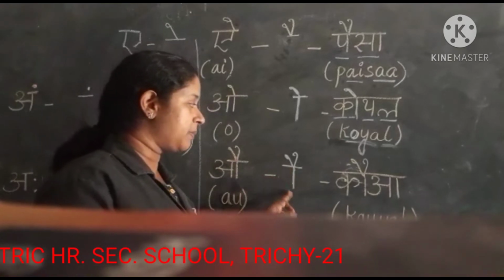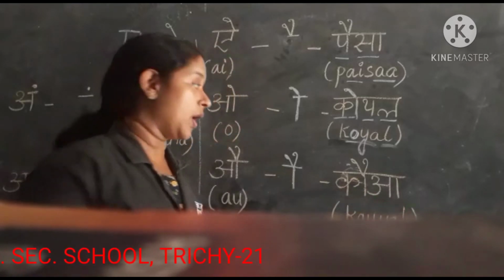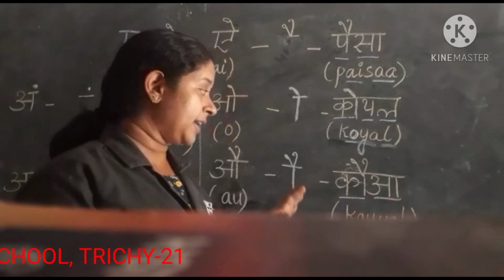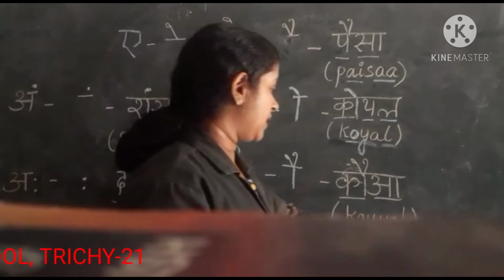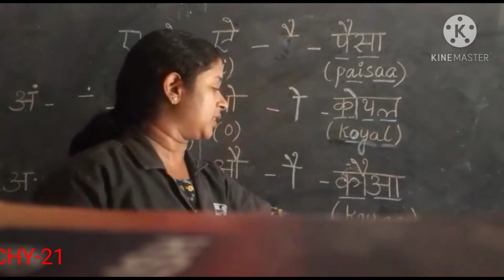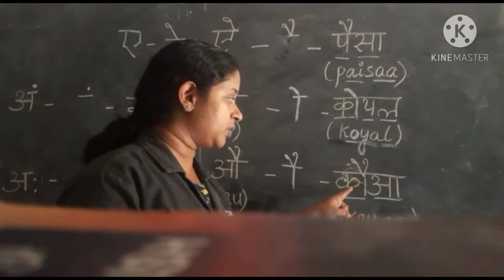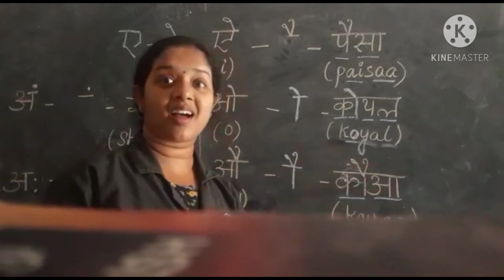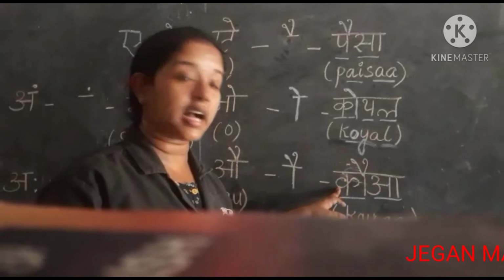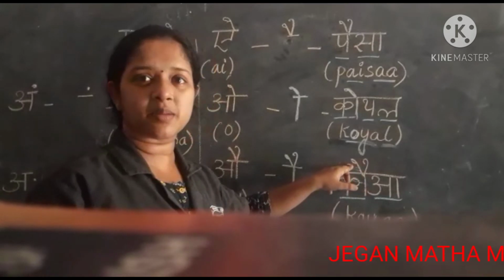Now I am using the symbol of ow in a word. See here, that word is kawwa. Actually, this is a two-letter word. You can see it has two symbols, that is cow and a. Here only one consonant is there, one vyanjan. Ka is the vyanjan here. A is the swar, and here it's the symbol of ow.